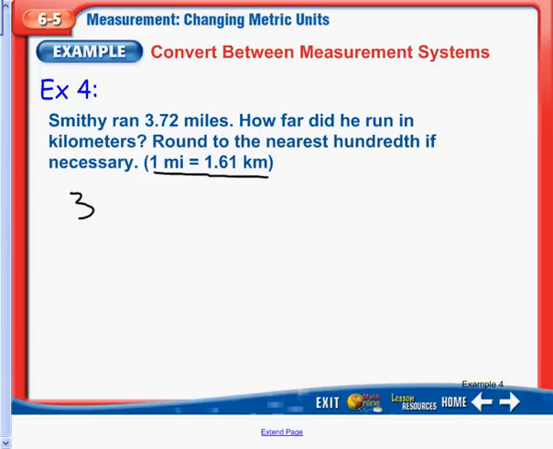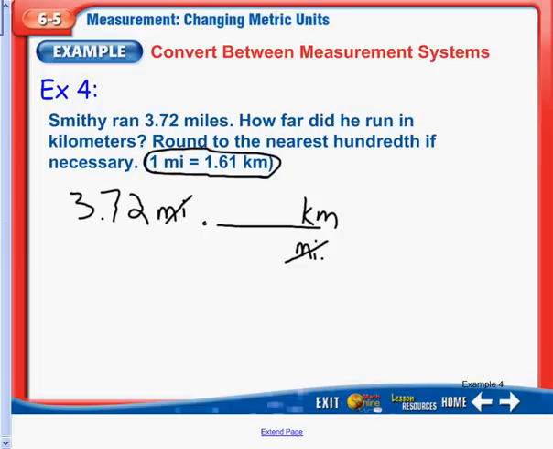So our first step, as always, is to write out what they gave us, 3.72 miles, and we're trying to find kilometers. So kilometers will be on top, miles on bottom. Our miles label will cancel out, but we're also just going to substitute this value in here. We have 1 mile per 1.61 kilometers. Rounding to the nearest hundredth. So first we need to calculate this out. We always want to calculate it all the way out till the end and then round at the end. We don't want to round any earlier than when we have our answer.